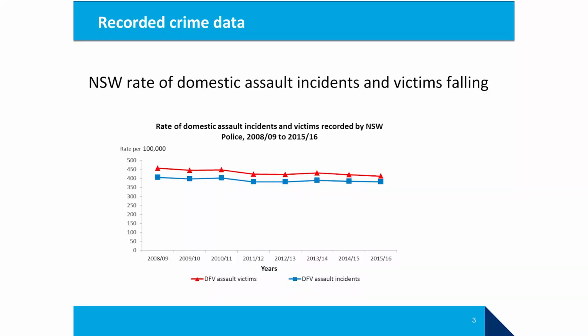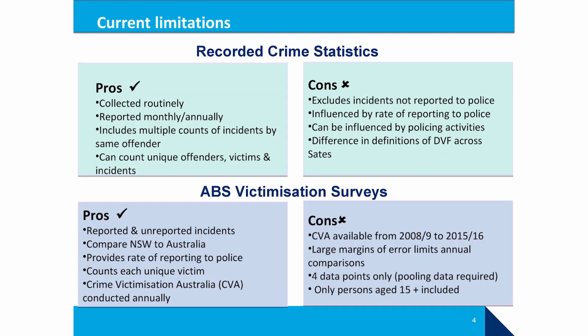We can count offenders, incidents or victims. But as I said, there are problems with recorded crime statistics because it only includes those reports or incidents that actually get reported to police. So there'll be influences by changes in those rates of reporting. They can also be influenced by changes in policing activity and policing practices. And also we can have different definitions of domestic and family violence across jurisdictions and states, so it makes it difficult to compare.